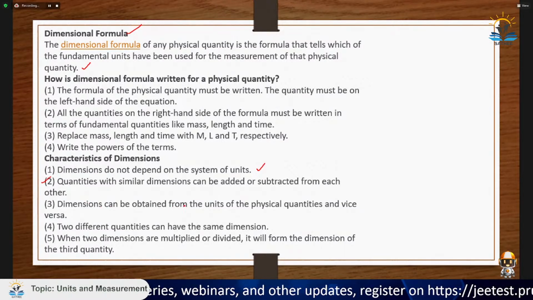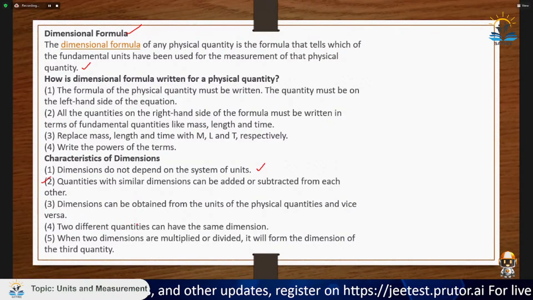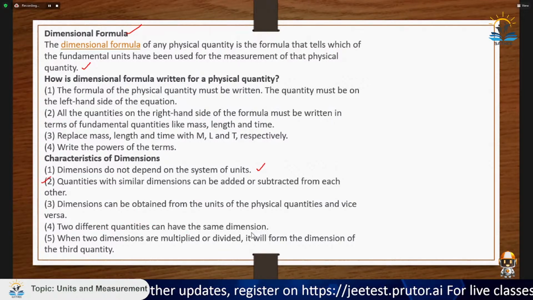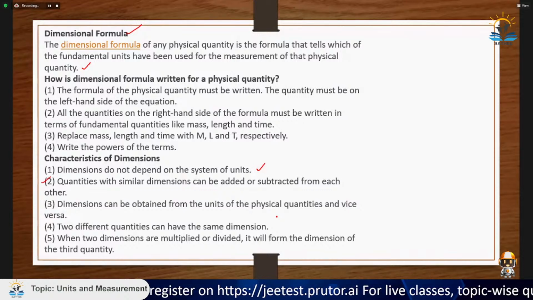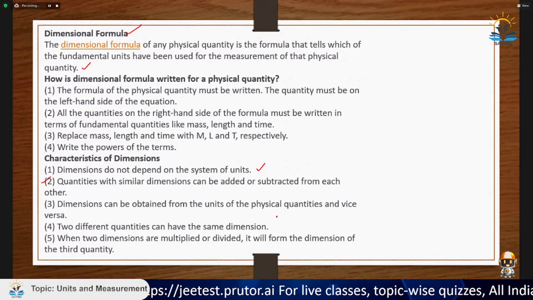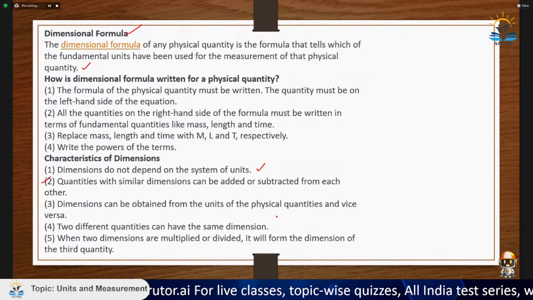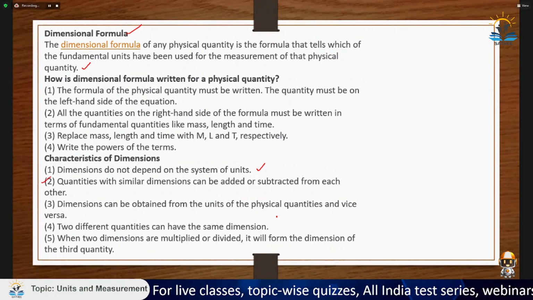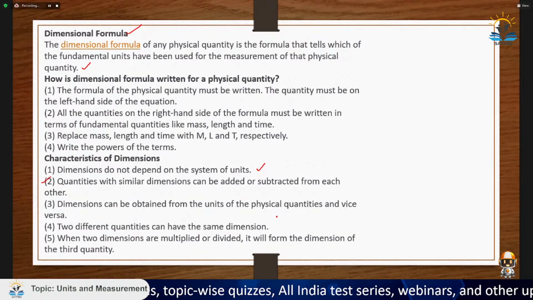Then dimensions can be obtained from the units of physical quantities and vice versa. Then two different quantities can have the same dimension, obviously. Like you can say that energy and work both are different quantities. We say that work is an organized form of energy, but both the quantities have the same dimension. So it is not such that any quantity will only have one dimension, like one dimension for one quantity only. It is not like that. Many quantities can have the same dimension.